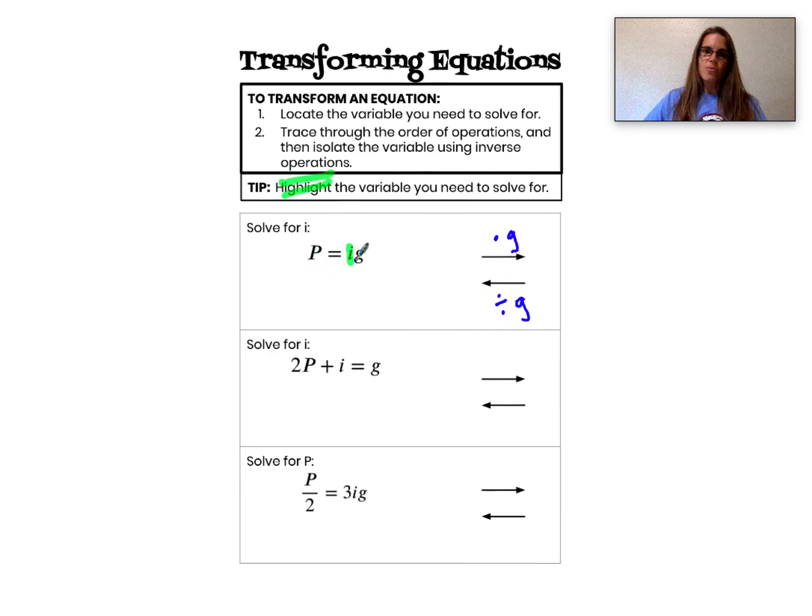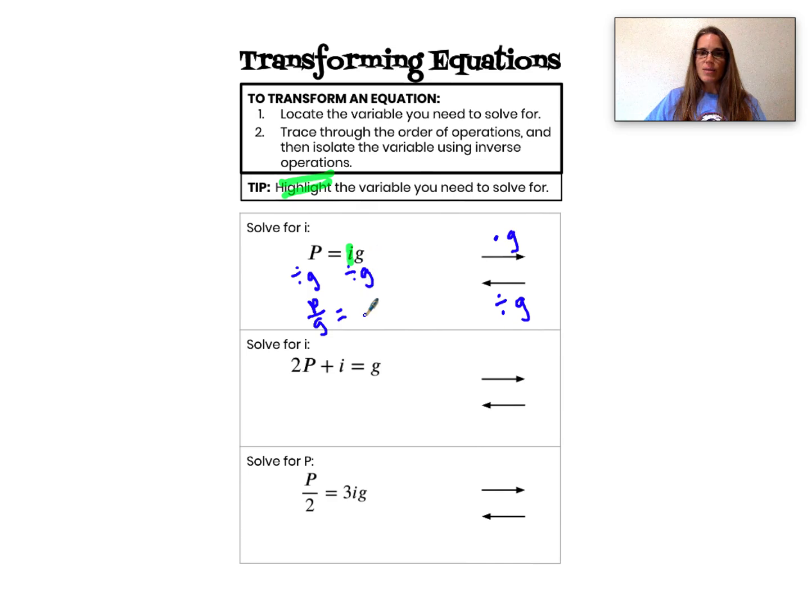I can either show that with my division bar or with a division symbol. I'm dividing both sides of my equation by G. P divided by G is just P divided by G. This is where this is weird. If these were numbers like 6 divided by 3, I would write 2 here, but I can't divide P by G. I don't know what P divided by G is, so I just write P divided by G on the left-hand side. On the right-hand side, I have I times G divided by G.